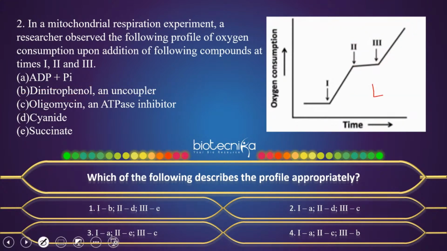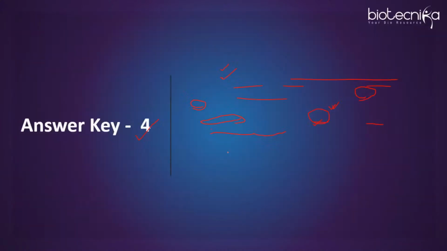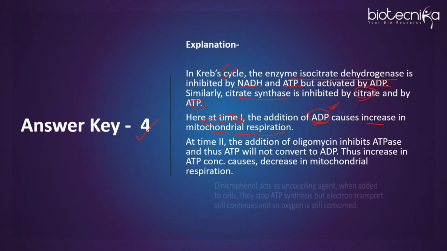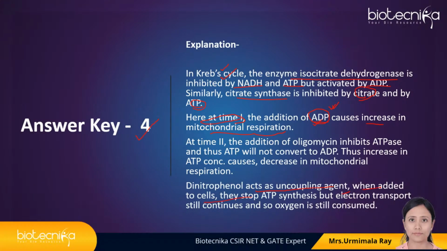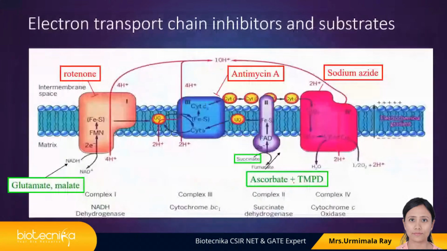Okay, clear, all those who couldn't solve? Light bulb moment. Did you understand this? Right? So dinitrophenol acts as an uncoupling agent when added to cells. They stop ATP synthesis, but electron transport still continues, so oxygen is still consumed.